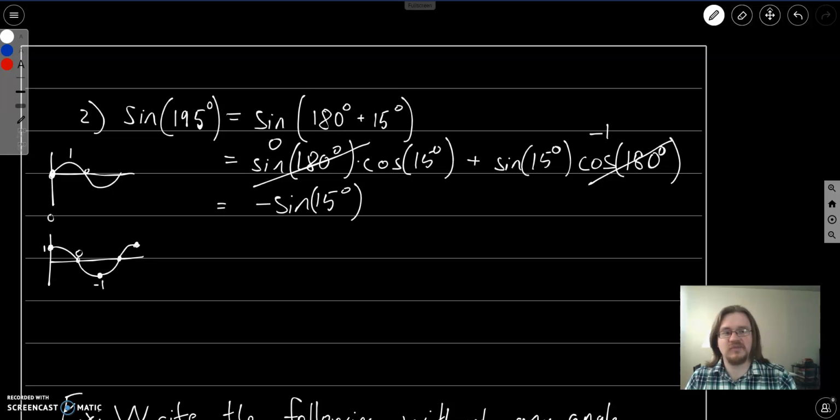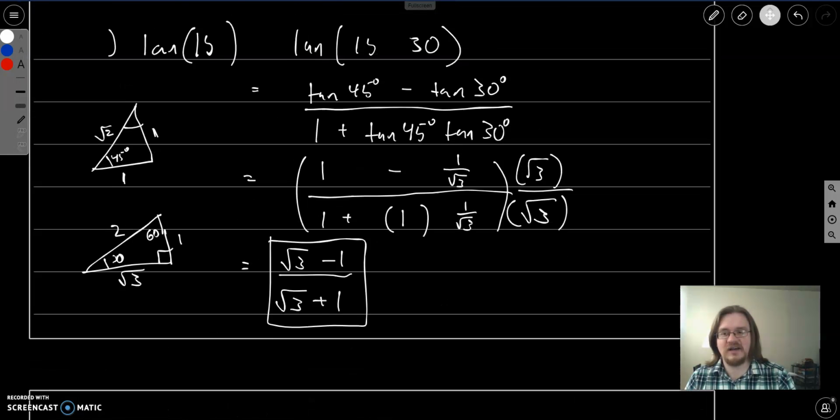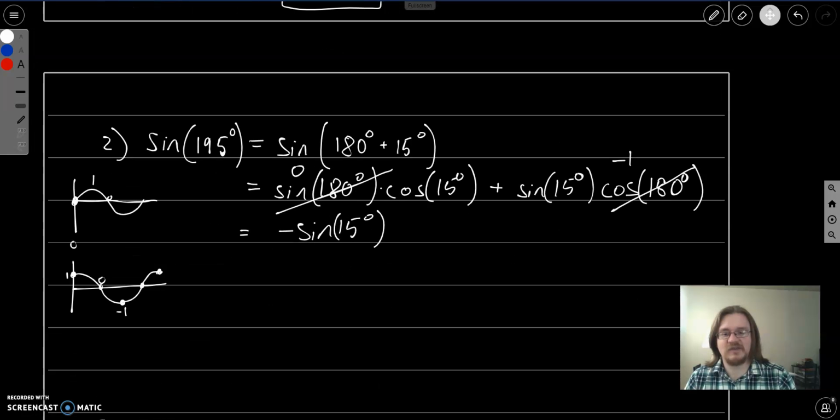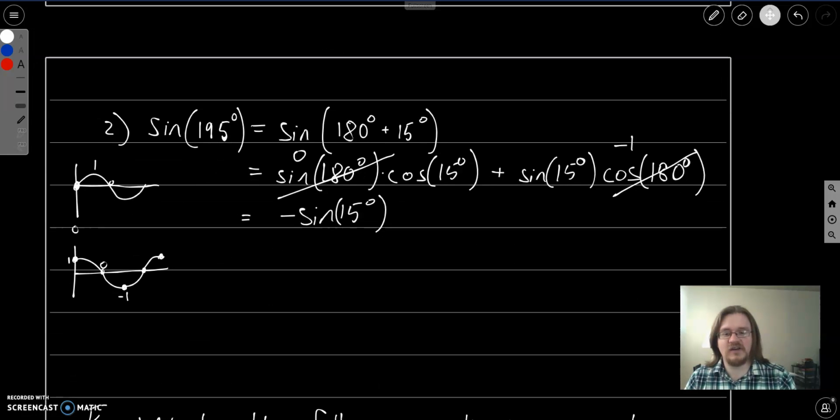And from the previous question, we saw that, 15 degree angle, let's say 45 minus 30. So I can write this as a sine of a 45 degree angle minus a 30 degree angle. And I will finish that question in the next video.